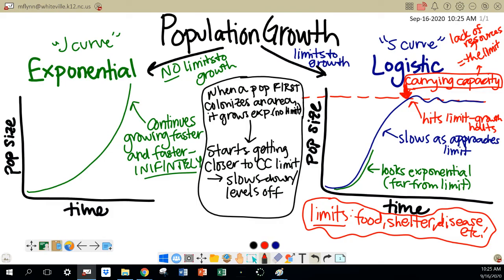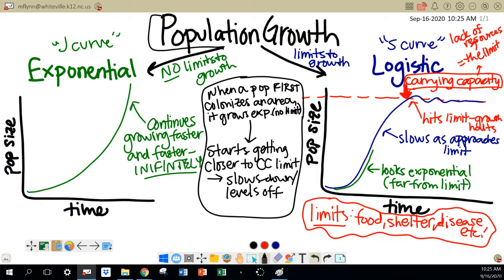Now notice that I do have it fluctuating a little bit at that point, because it can overshoot, but then if there's too many organisms, then some are going to die. And then if it's back under the line, then you're going to make more babies, and so on and so forth. So eventually it'll stay sort of on average around that carrying capacity limit. So that is population growth for Biology 1.